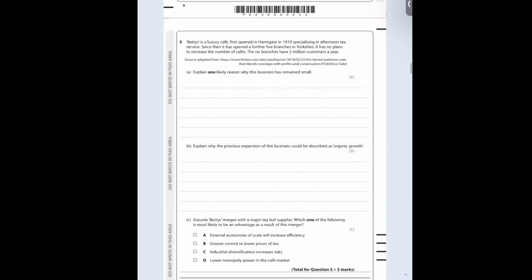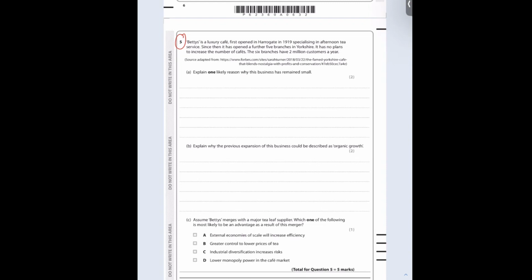Okay, now on to question 5, the last question of section A. 25 marks in the bag, hopefully. So Betty's is a luxury cafe first opened in Harrogate in 1919, specialising in afternoon tea service. Since then, it has opened a further 5 branches in Yorkshire. It has no plans to increase the number of cafes. The 6 branches have 2 million customers a year. Sounds like they're doing pretty well for themselves. Explain one likely reason why the business has remained small.